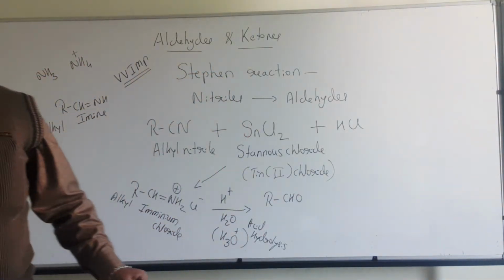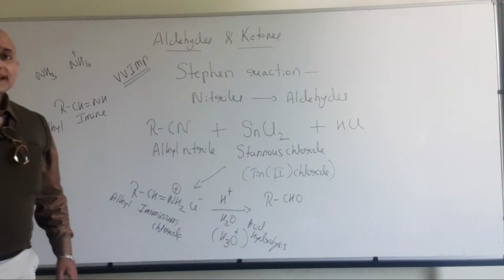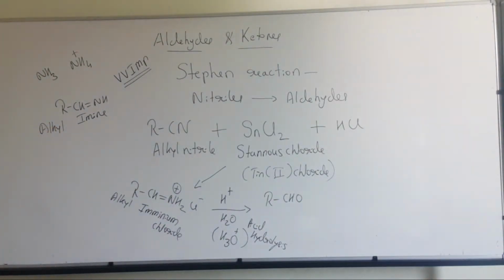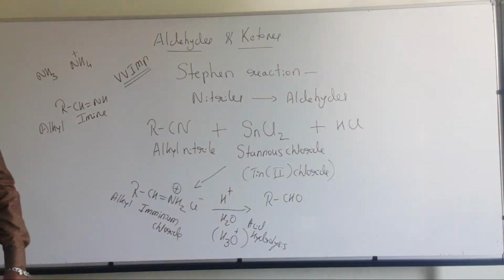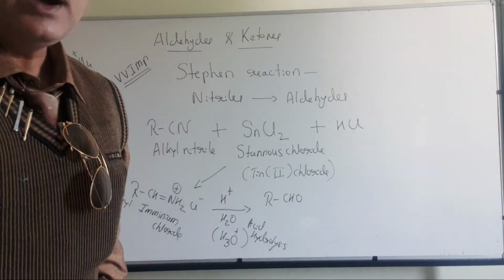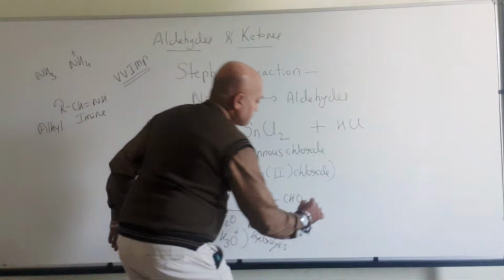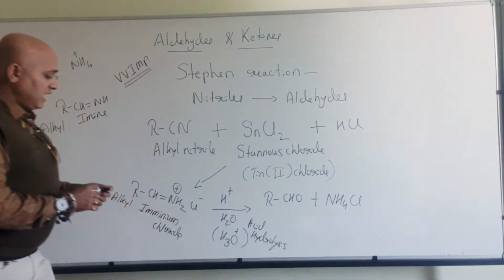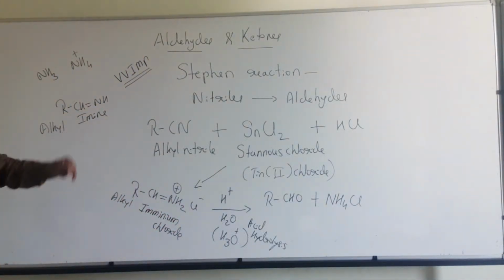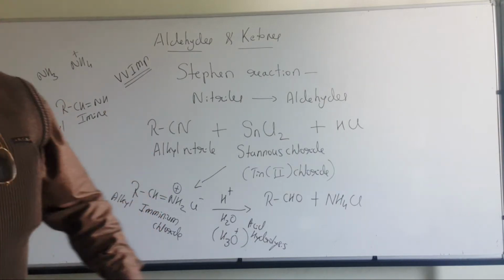the respective aldehyde. Another product will be there, which will not be required to answer, but what can be the other product? Any one of you? This bond is going to be cleaved. Yes, Krishna has given the answer, that is ammonium chloride. It will be ammonium chloride, Archie. Another product will be ammonium chloride, since we are going with the acid hydrolysis.